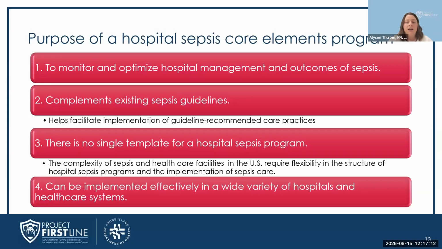Regardless of the structure of a hospital or healthcare system, the core elements should help healthcare staff improve outcomes from sepsis by aiding in the recognition of sepsis, facilitating the implementation of evidence-based management of sepsis, supporting the recovery of patients after sepsis, and monitoring the impact of hospital-based interventions to improve the care and outcomes of sepsis.